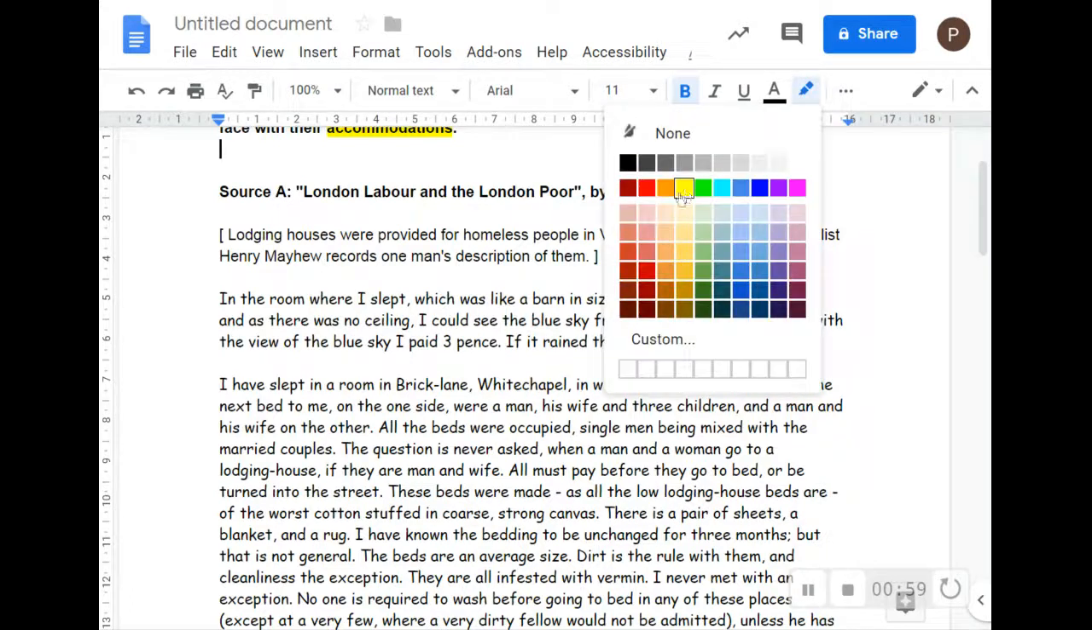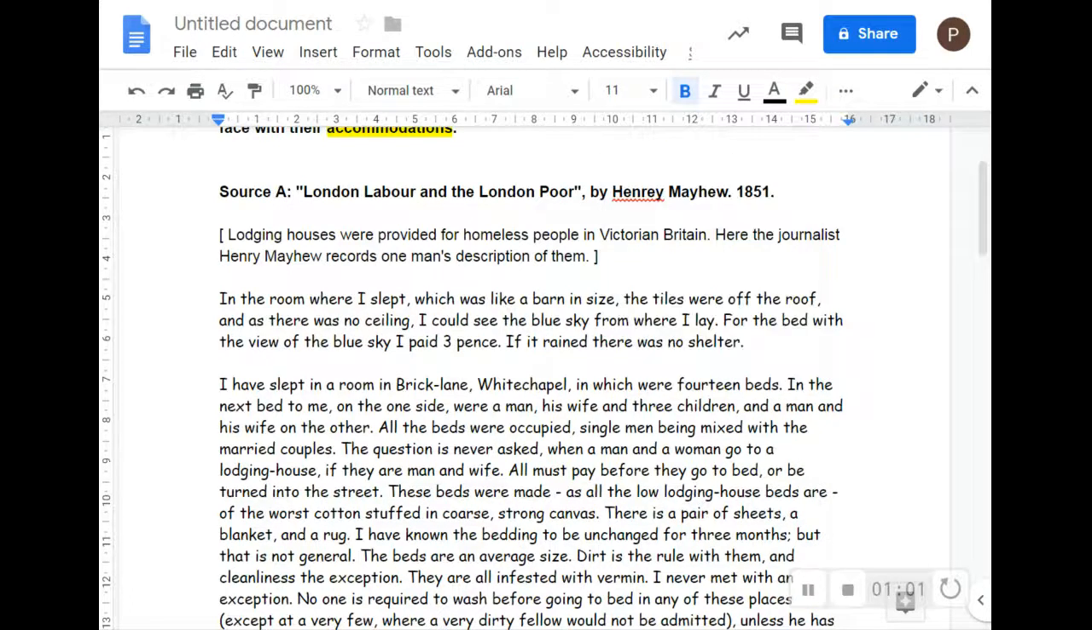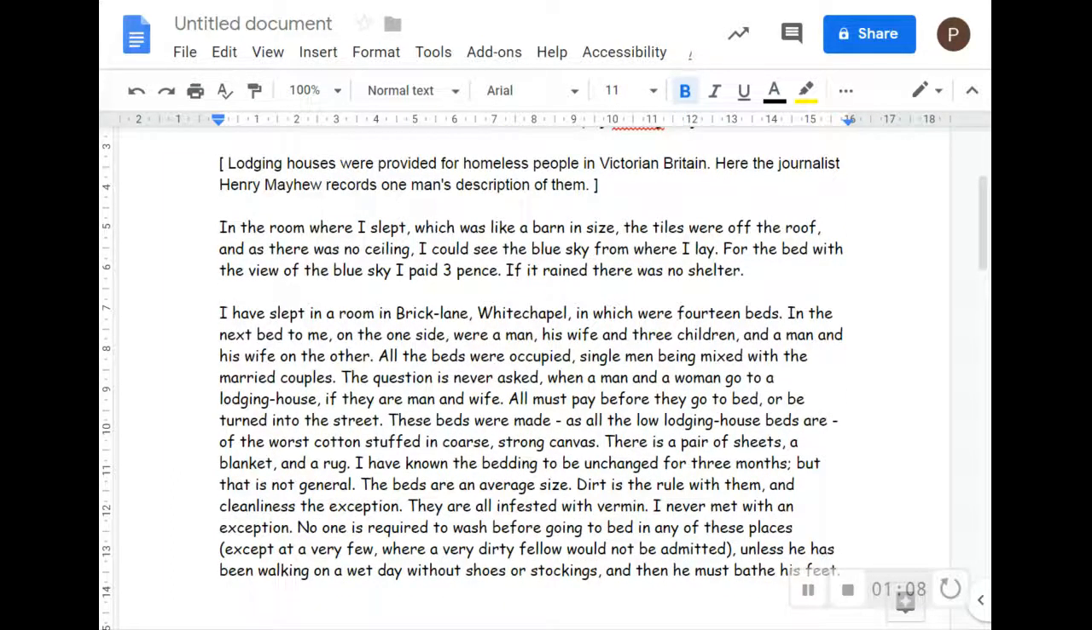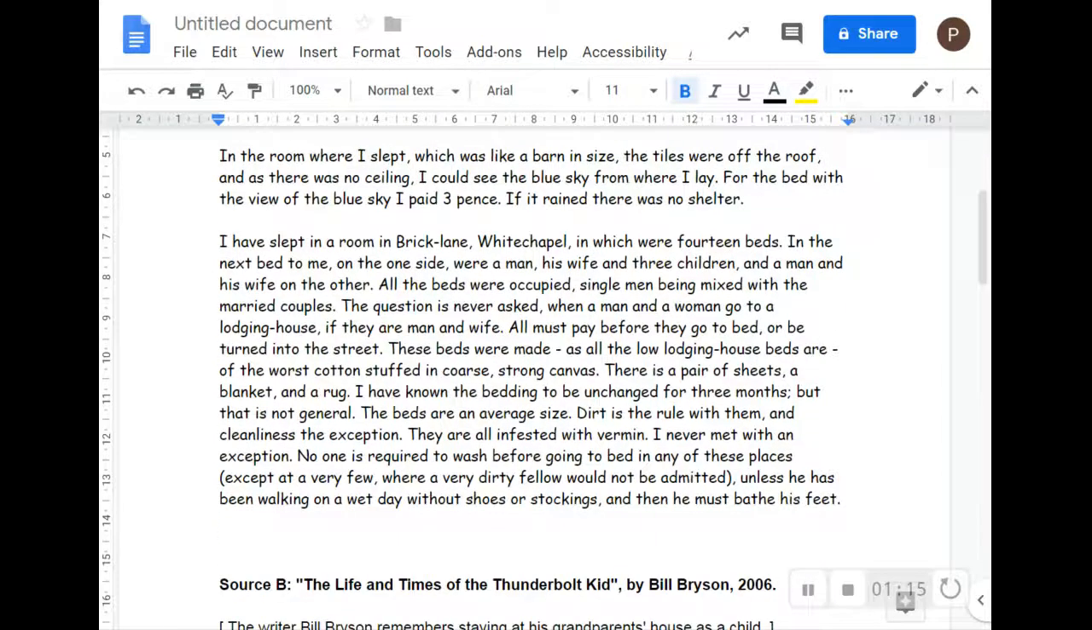So let's go through. Source A, London Labour and the London Poor by Henry Mayhew, 1851. Lodging houses were provided for homeless people in Victorian Britain. Here the journalist Henry Mayhew records one man's description of them. "In the room where I slept, which was like a barn in size, the tiles were off the roof, and as there was no ceiling, I could see the blue sky from where I lay. For the bed with the view of the blue sky, I paid 3d. If it rained, there was no shelter."